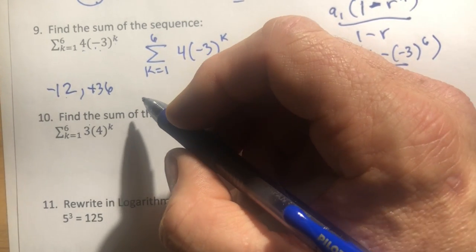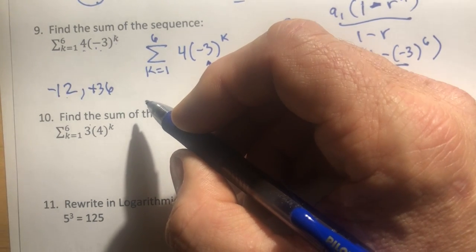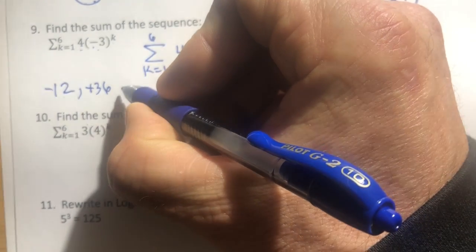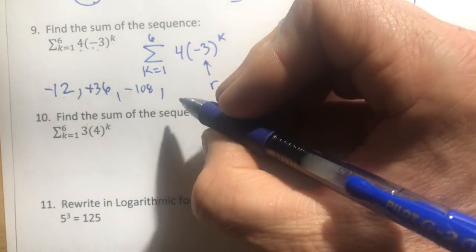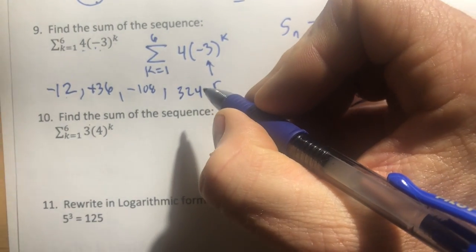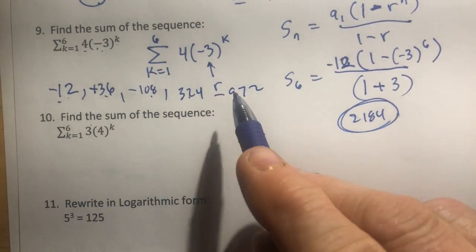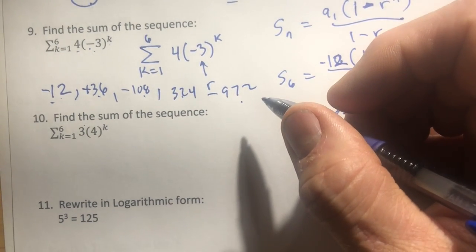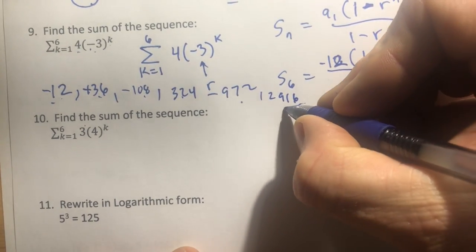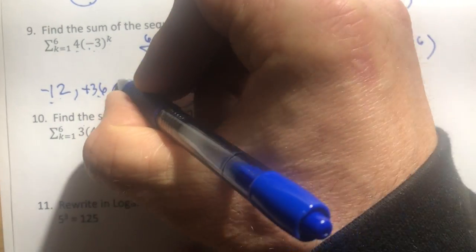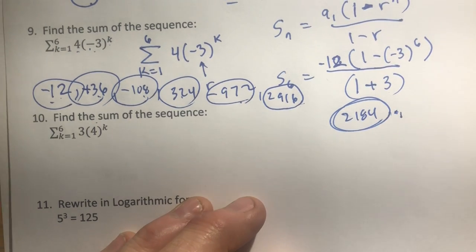Okay. So 36 times -3 would be -108. Times -3 would be 324. Times -3 would be -972. That's 1, 2, 3, 4. There's 5 of them. I need one more. Times -3 would be 2916. Okay, so here's these 6 terms, and if I add those up, I'm going to get this.